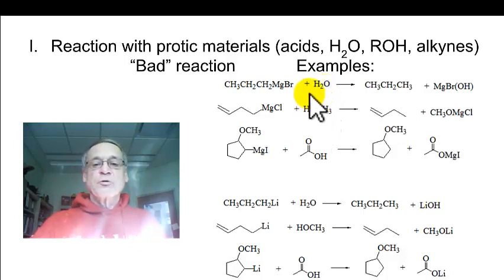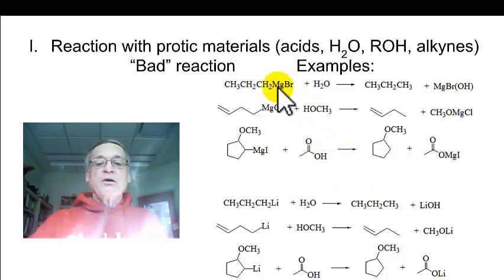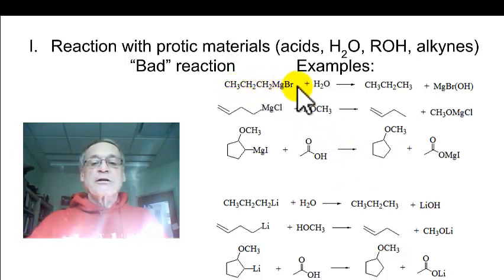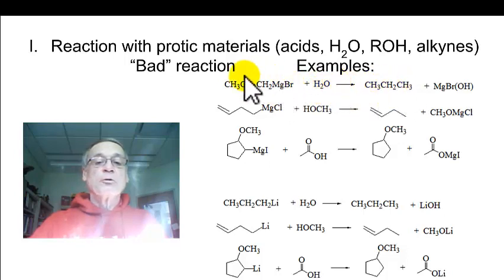So the point is that we want to keep water and these other things away from our Grignards and away from our organolithiums, because they do bad things to them. And here's the bad thing that they do. If you start with a Grignard like this and you react it with water, what does it do? The organic part of it, the alkyl group, pulls off an H plus from the water, and it becomes an alkane. So a propyl magnesium bromide becomes propane. That's pulling off an H plus.